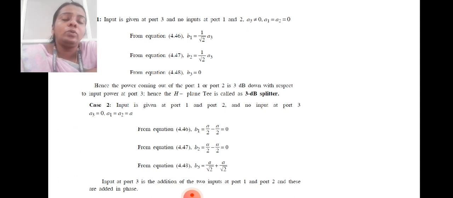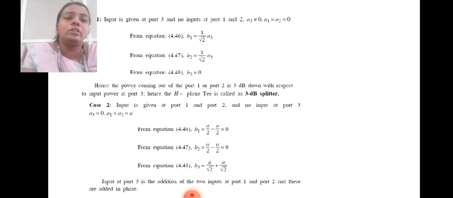So here we are considering 2 cases. In the first case, the input is given to port 3 and no input at ports 1 and 2. For this condition A3 will be not equal to 0, and A1 and A2 are equal to 0. So from equation 4.46 we will be getting B1 is equal to 1 by root 2 into A3, from 4.47 we will be getting B2 is equal to 1 by root 2 into A3, and B3 is equal to 0. So these are the 3 coefficients B1, B2 and B3.